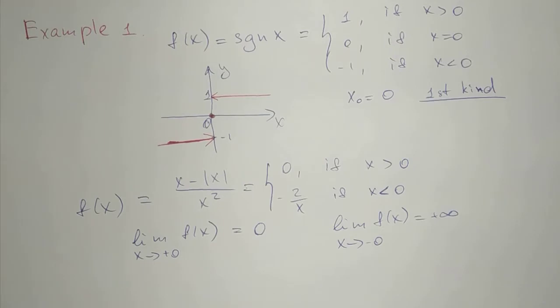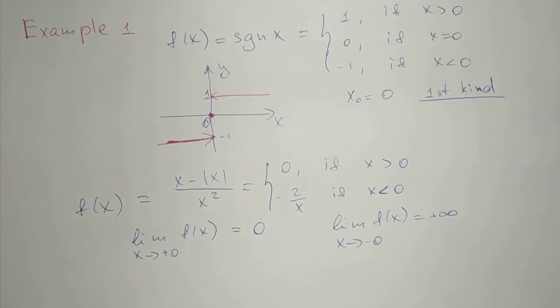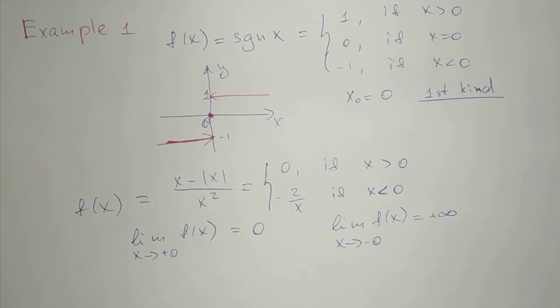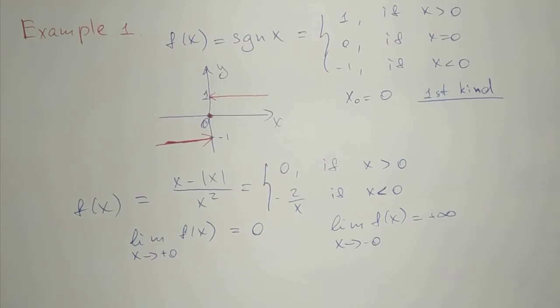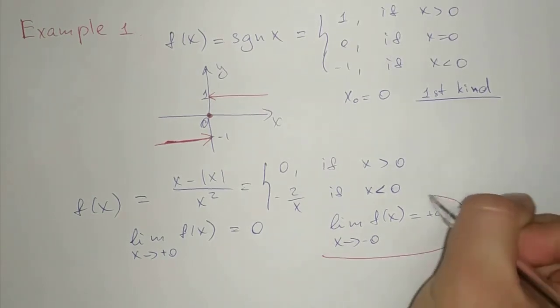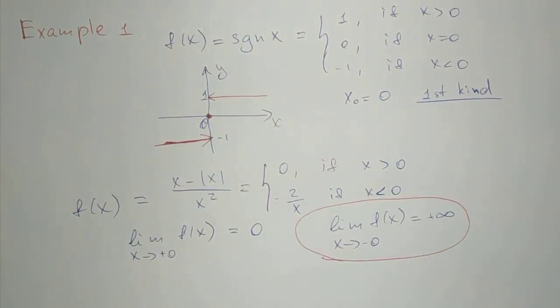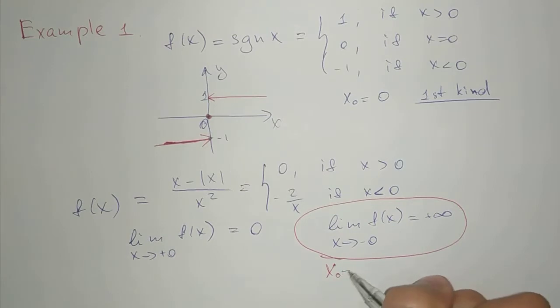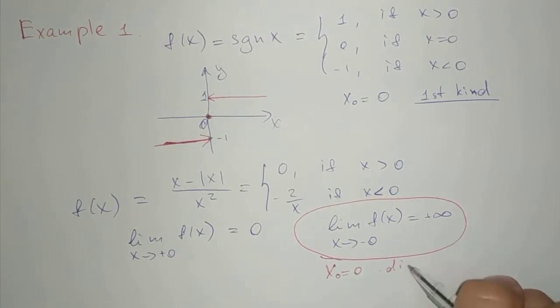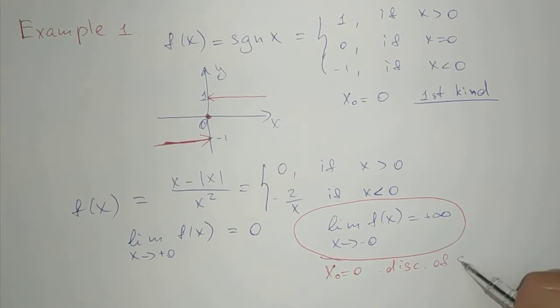So what do we get? There was the definition of the types of discontinuities. If at least one of the one-sided limits doesn't exist or is equal to infinity, in this case we call it a discontinuity of the second kind. So here we also have a discontinuity of the second kind because we get infinity here. So at the point x0 equals 0, we have a discontinuity of the second kind.